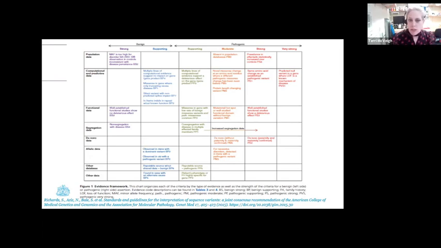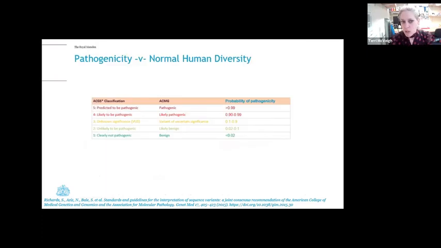Other information as well, so things like, are they inherited from a parent? Has it been seen before in other commercial labs? Is it on ClinVar? So there's lots of different lines of information that you can use. And luckily, we work with very clever lab scientists who are able to filter down all of that information and categorize variants depending on the likelihood that it is harmful.